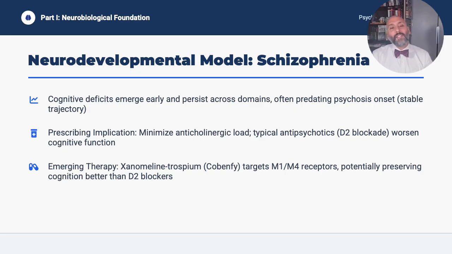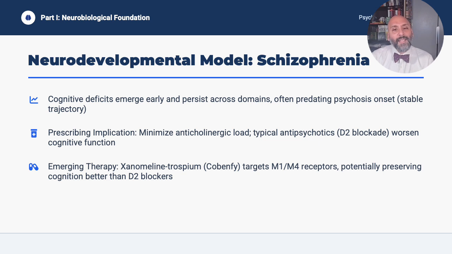So often in schizophrenia, you will notice that the cognitive deficits come first. And one of the most important ideas here is that of timing. In schizophrenia, cognitive problems often appear years before the psychosis. So that includes things like difficulty with attention and working memory and processing speed and executive function.